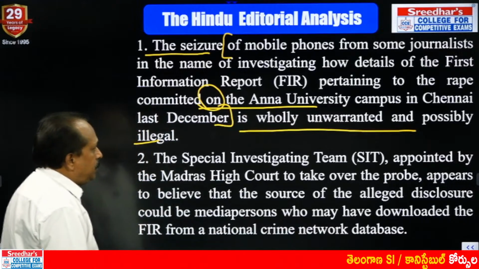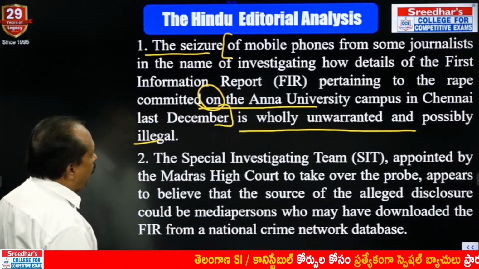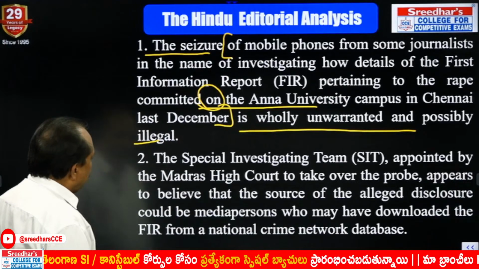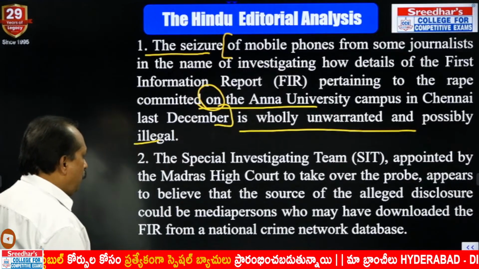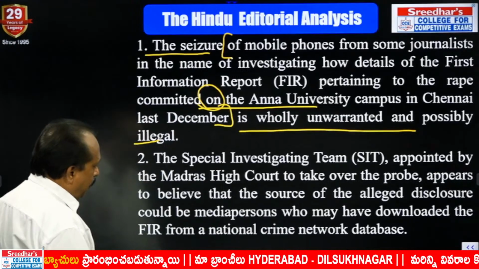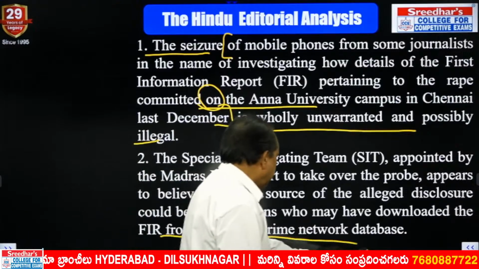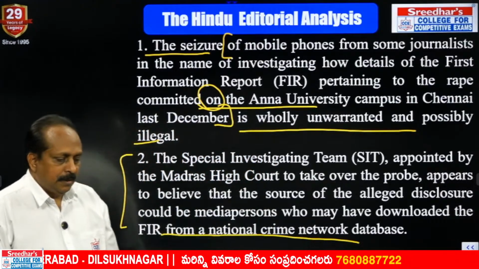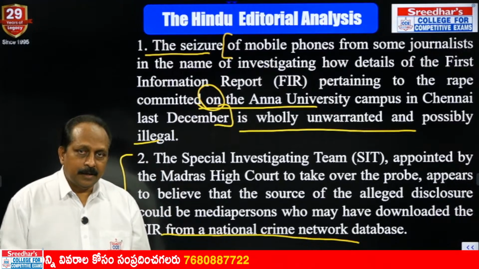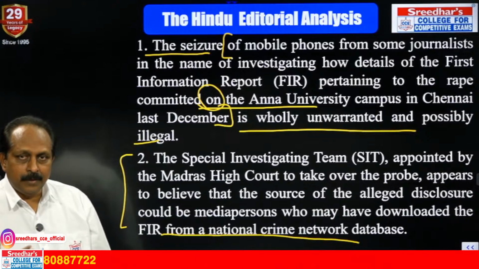So it talks about what exactly happened, why they have been harassed, why their mobile phones have been seized. The Special Investigating Team, SIT, appointed by the Madras High Court to take over the probe, appears to believe that the source of the alleged disclosure could be media persons who may have downloaded the FIR from a national crime network database. There is a presumption by the SIT. What is that presumption? They presume journalists must have done it and they must have downloaded it from a particular source. That is their suspicion. They presume that.